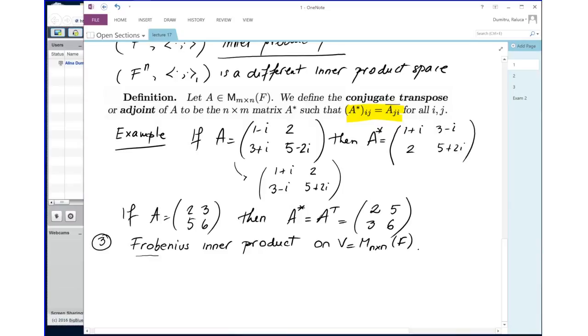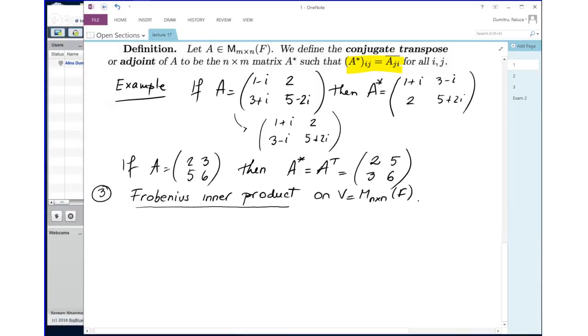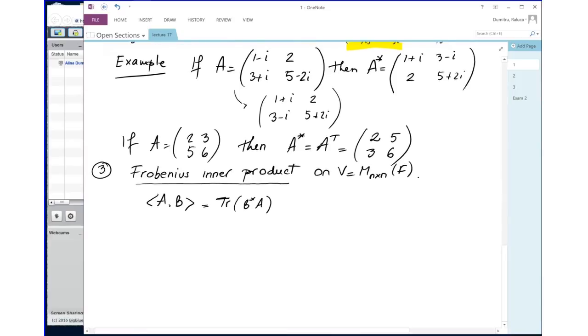N by n. So the inner product between two n-by-n matrices A and B is defined to be the trace of B star A. Trace, remember, is the sum of the diagonal entries of the matrix. Okay, so let's check that this satisfies the requirements for being an inner product.